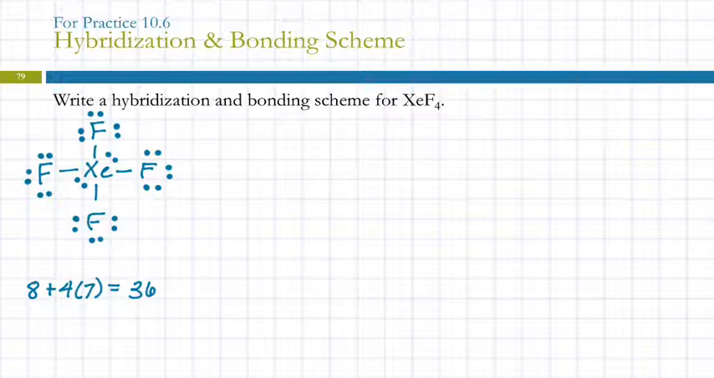We look at the central atom and we ask ourselves, how many electron groups? 6, right? 6 electron groups. So, sp3d2. That's 6 fingers. Okay? So the hybridization is sp3d2.